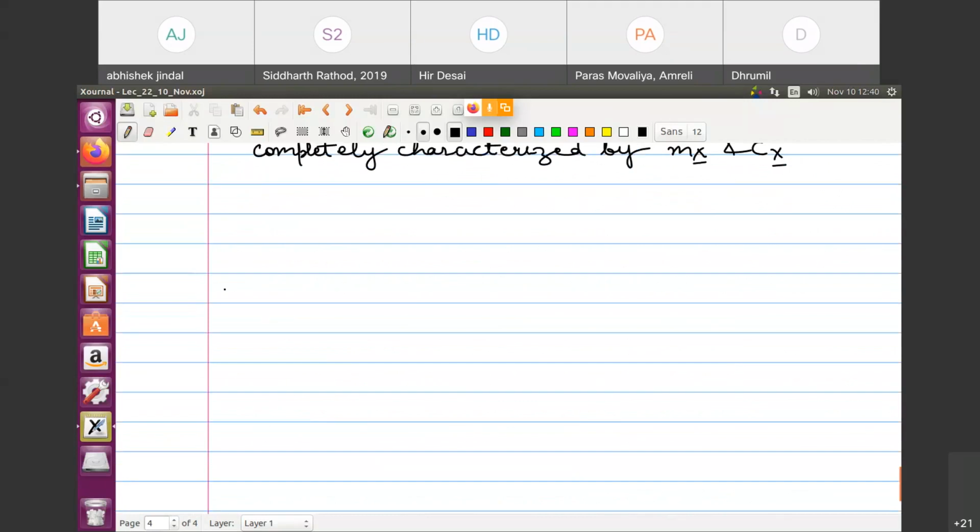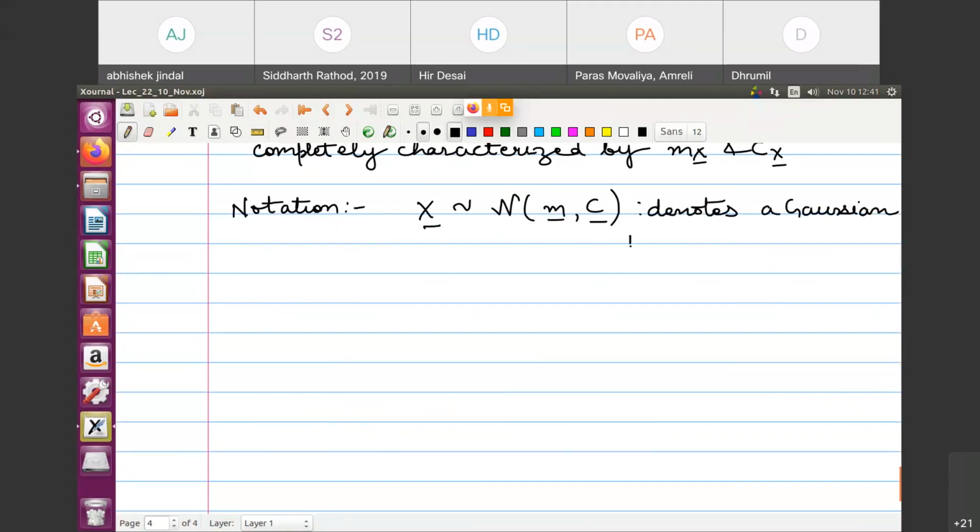Okay, so what is the notation? Let us now come to the notation point, that how do you write down that some vector is a Gaussian random vector. The notation is, you write like this: X is normally distributed with mean M and covariance C. So this denotes a Gaussian random vector with mean vector M bar and covariance matrix C.